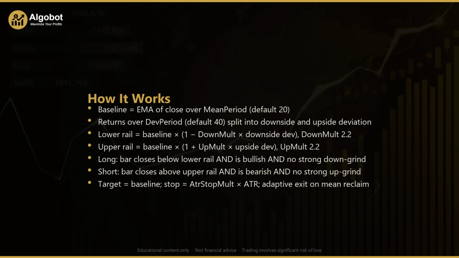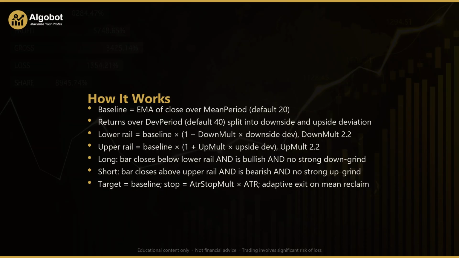Now the envelope is built. The lower rail sits at the baseline reduced by the down multiple, defaulting to 2.2 times the downside deviation. The upper rail sits at the baseline raised by the up multiple, also 2.2 by default, times the upside deviation. Because each side uses its own volatility, the rails are genuinely uneven. Then comes the TrendGuard. The EA measures the per bar slope of the baseline. If that slope is steeper than the TrendGuardAtr, defaulting to 0.3, multiplied by the current ATR, the strategy concludes the market is in a strong directional grind and stands aside completely.